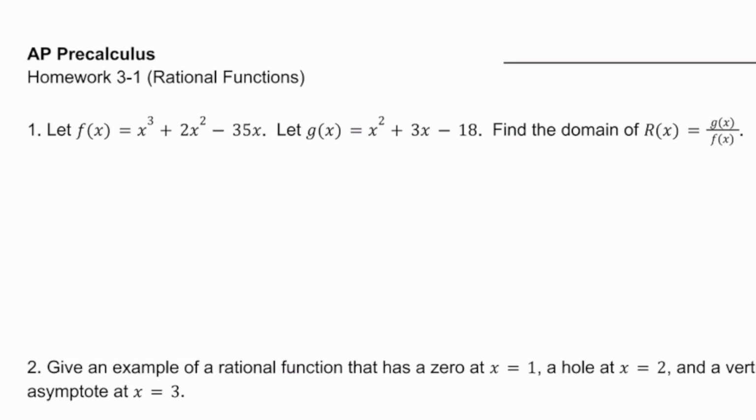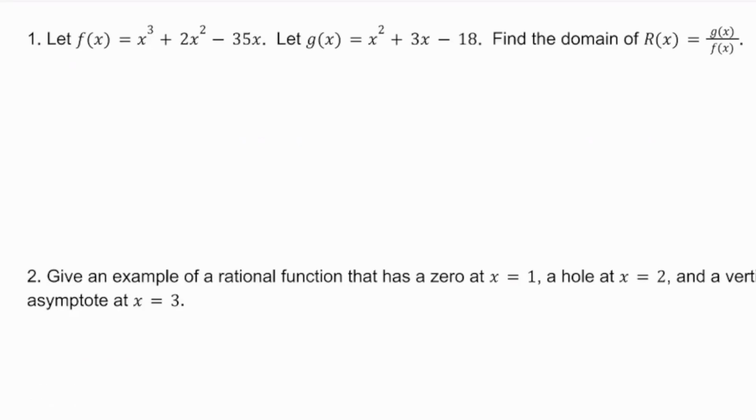Alright, in this video we're going to be working AP Pre-Cal Homework 3.1, which is about rational functions and mostly about their zeros and their vertical asymptotes and possible holes in the graph. Okay, so we're going to start off with r of x equals g of x over f of x, find the domain. This is a pretty direct line of questioning, the type of which you will definitely see on the unit test when that comes up.